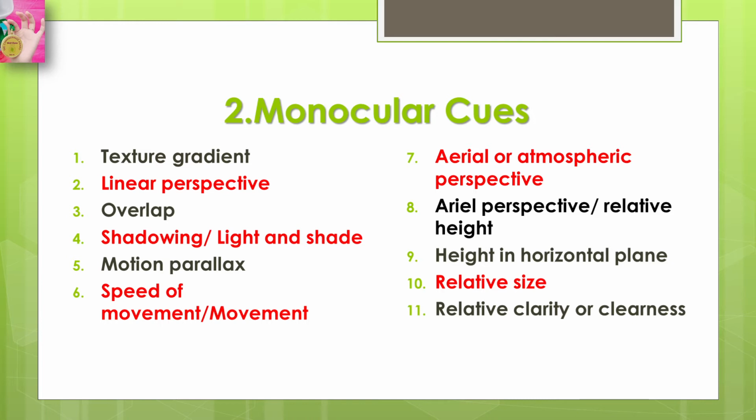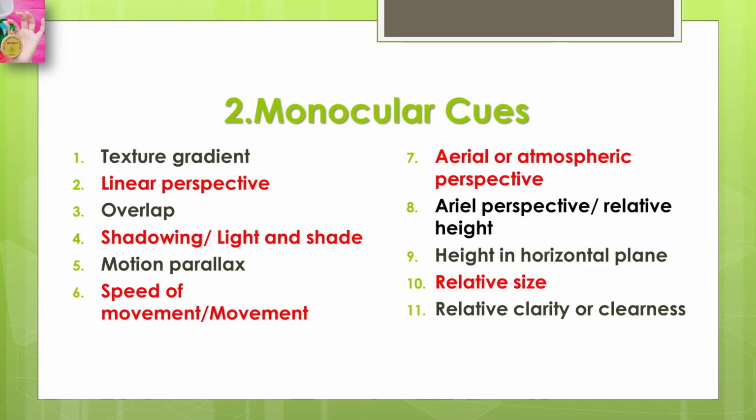Under the topic of monocular cue, we'll be discussing texture gradient, linear perspective, overlap, and shadowing, which is also called light and shadow. After that, we'll be discussing the motion parallax, and then speed of movement, or you can say movement. After that, we'll discuss aerial or atmospheric perspective, and then relative height. After that, we'll discuss height in horizontal plane, then relative size, and in the end we'll discuss relative clarity or clearness.